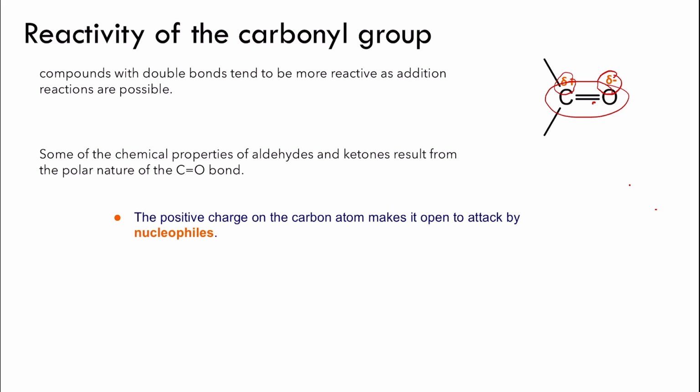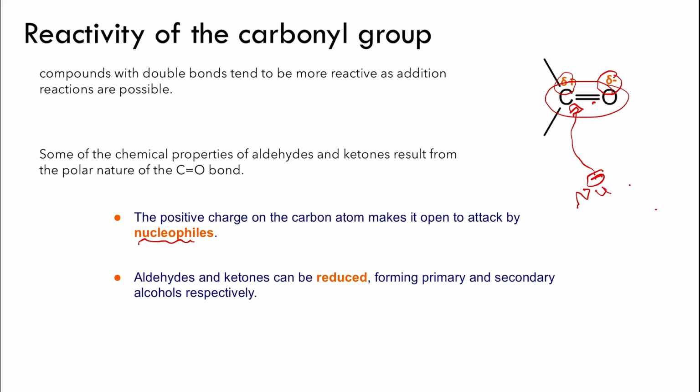So the main reactivities or the main reactions for aldehydes and ketones are the fact that the positive charge on the carbon atom makes it open to attack by nucleophiles. And nucleophiles are these groups which can have a negative charge, so they can attack the carbon which has a positive charge. Also, aldehydes and ketones can be reduced, and they will form primary and secondary alcohol respectively. So the aldehydes will be reduced to give primary alcohols, while the ketones will be reduced to give secondary alcohols. Finally, aldehydes only can also be oxidized to give carboxylic acids.